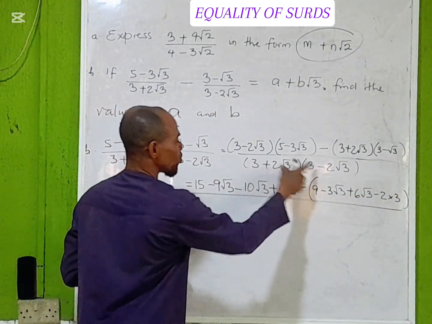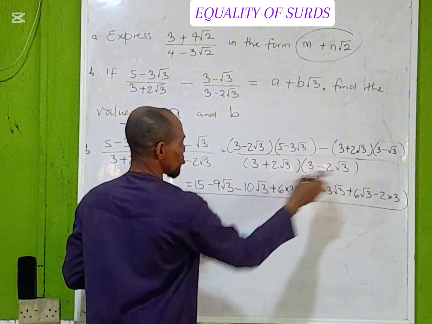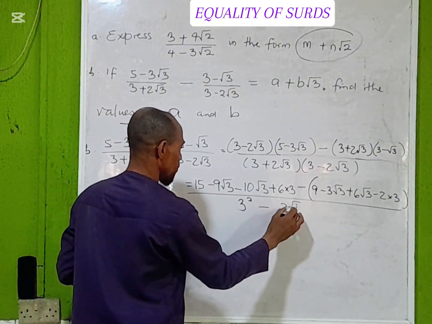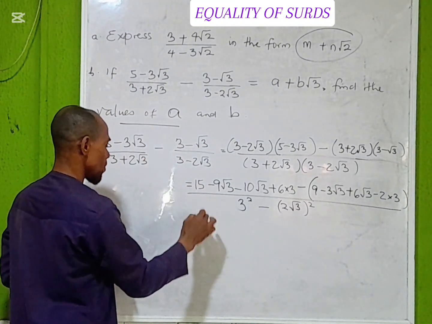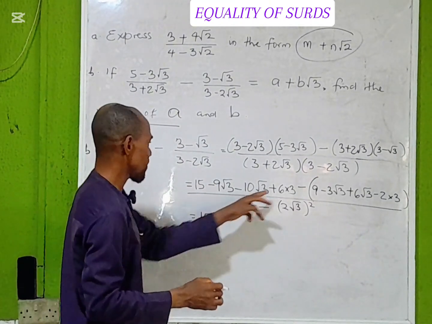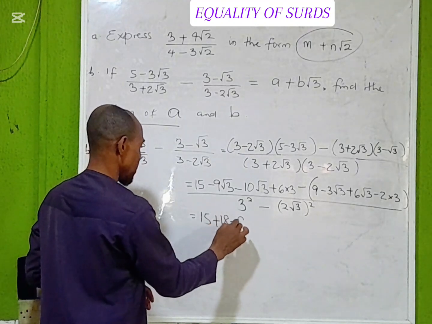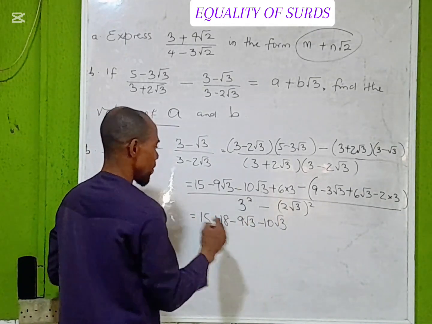Luckily for us, we have conjugates again here. We have (3 plus 2 root 3) times (3 minus 2 root 3). That simply means 3 squared minus (2 root 3) all squared. And for the numerator, I'm going to have 15, plus, 6 times 3 is what? 18. Minus 9 root 3, minus 10 root 3. I'm done with that.